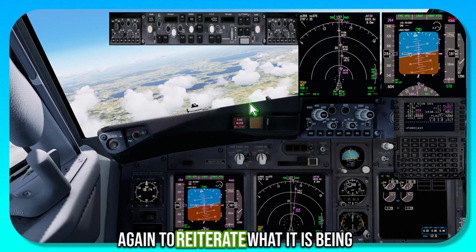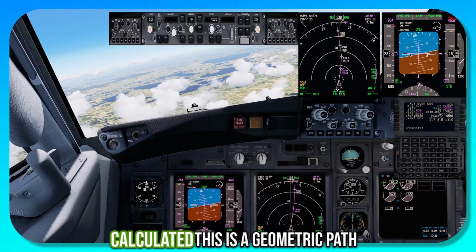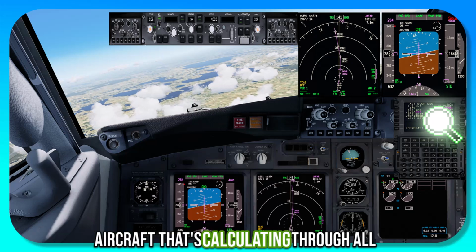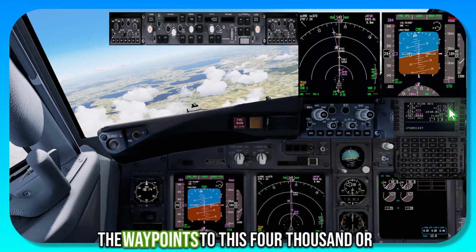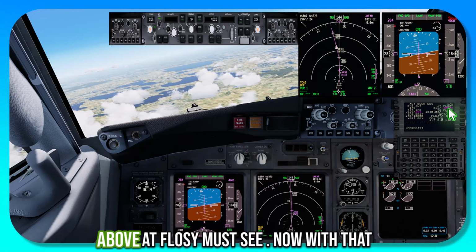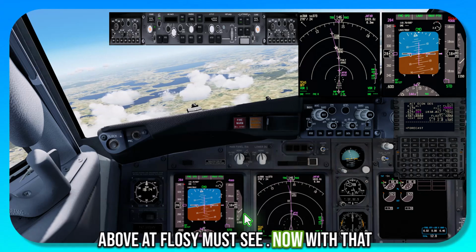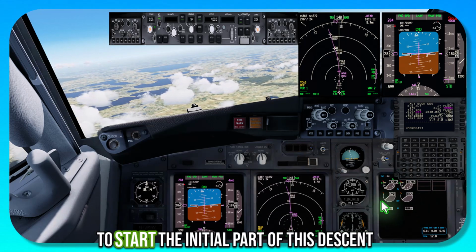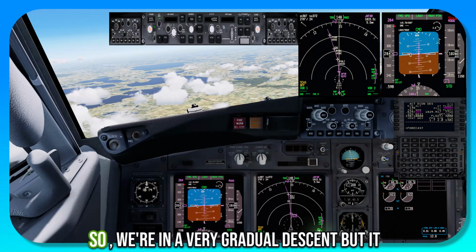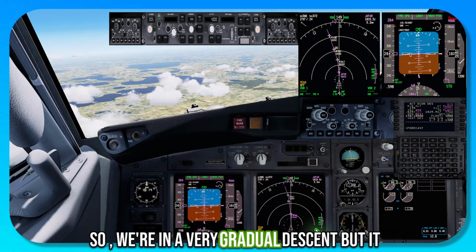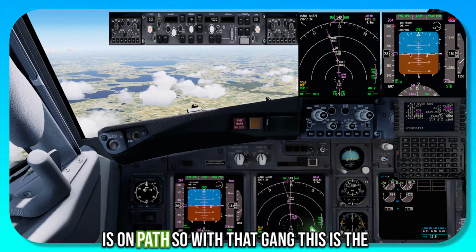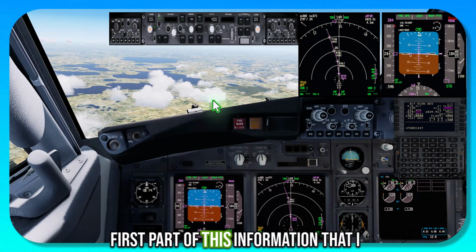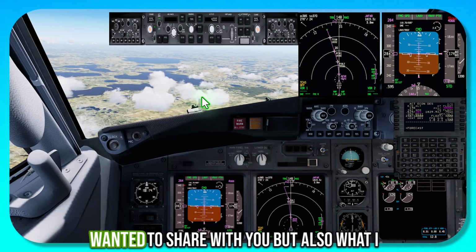Now, again, to reiterate what is being calculated, this is a geometric path aircraft that's calculating through all the waypoints to this 4,000 or above at velocity. Now, with that, you can see that the power has come back to start the initial part of this descent. So we're in a very gradual descent, but it is on path. So with that, gang, this is the first part of this information that I wanted to share with you.